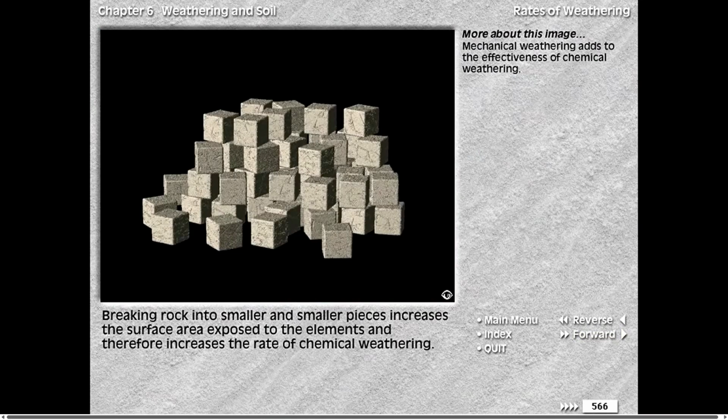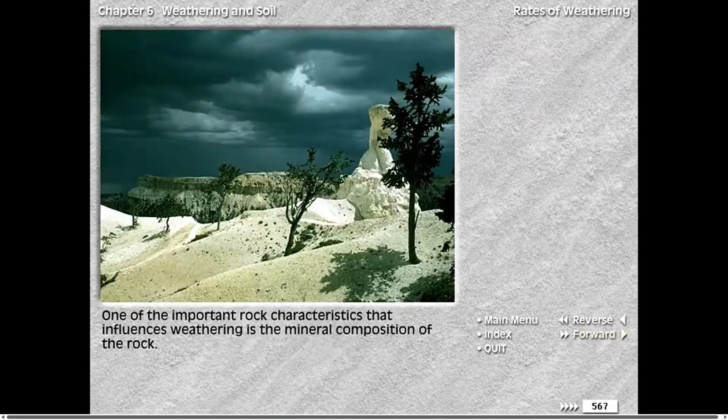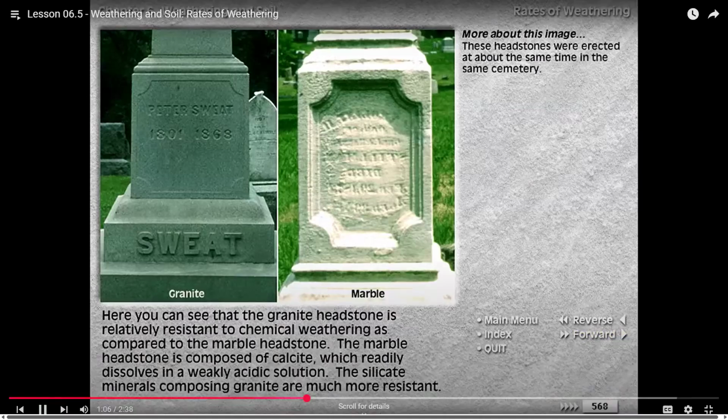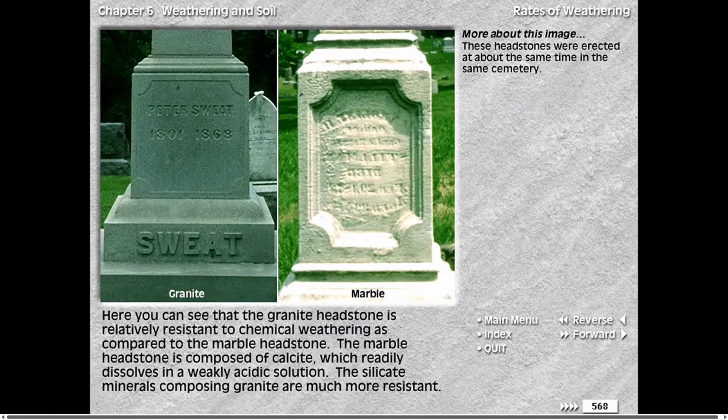One of the important rock characteristics that influences weathering is the mineral composition of the rock. Here you can see that the granite headstone is relatively resistant to chemical weathering as compared to the marble headstone. The marble headstone is composed of calcite, which readily dissolves in a weakly acidic solution. The silicate minerals composing granite are much more resistant.